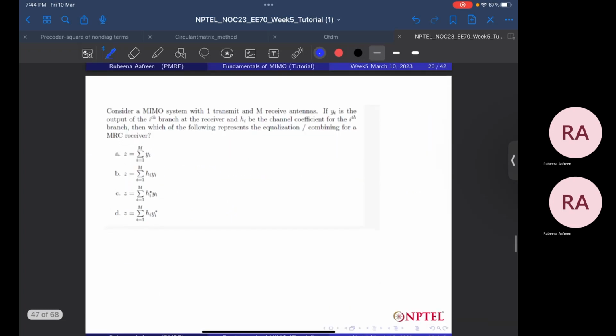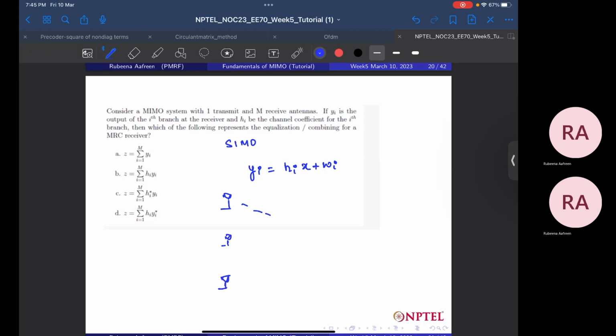Okay, so now moving on to the next question. We have a MIMO system with one transmit and M receive antennas, that is a SIMO, single input multiple output system, that we have studied. If Yi is the output of the ith branch at the receiver and Hi is the channel coefficient for the ith branch, which of the following represents equalization? What we have discussed previously is that Yi is Hi times X plus Wi, right? These are the received signals.